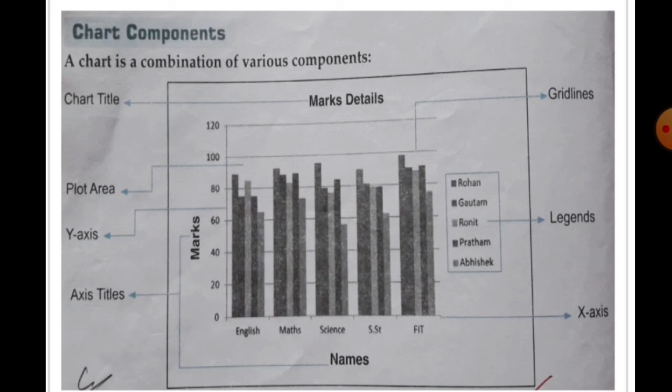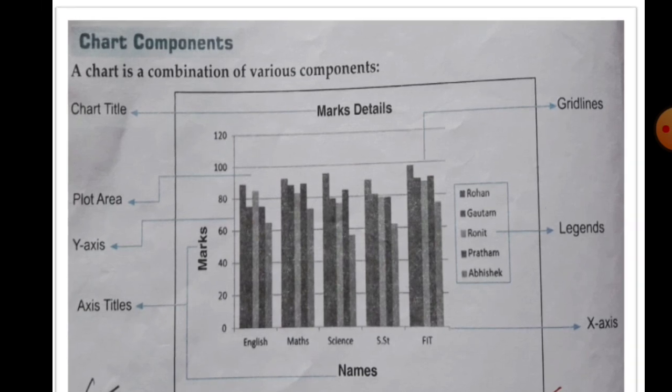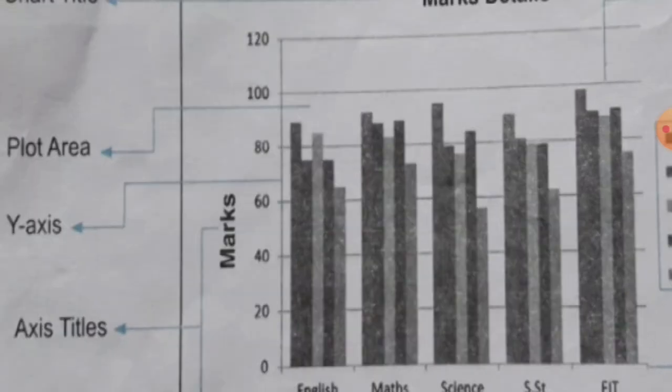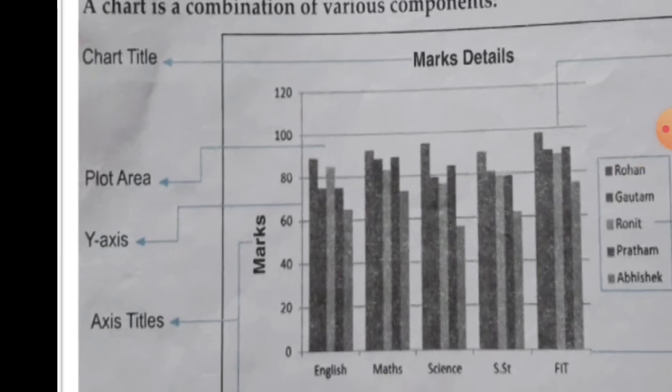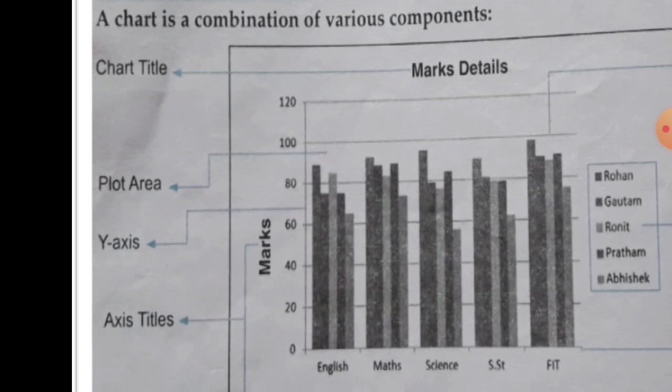So the next is plot area. You can see here plot area. It is very easy: where we plot our information or where we plot our chart, that is called a plot area. Next is axis title.